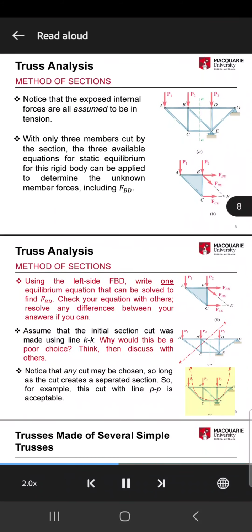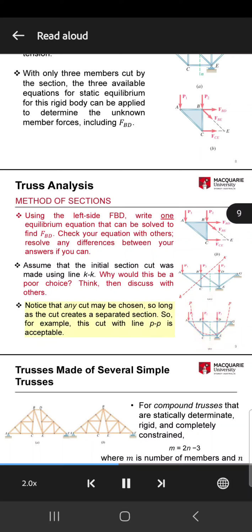Cut KK is through members BD, BE, BC, and AC. Cut PP is through members AB and AC. Notice that any cut may be chosen, so long as the cut creates a separated section. So, for example, this cut with line PP is acceptable.